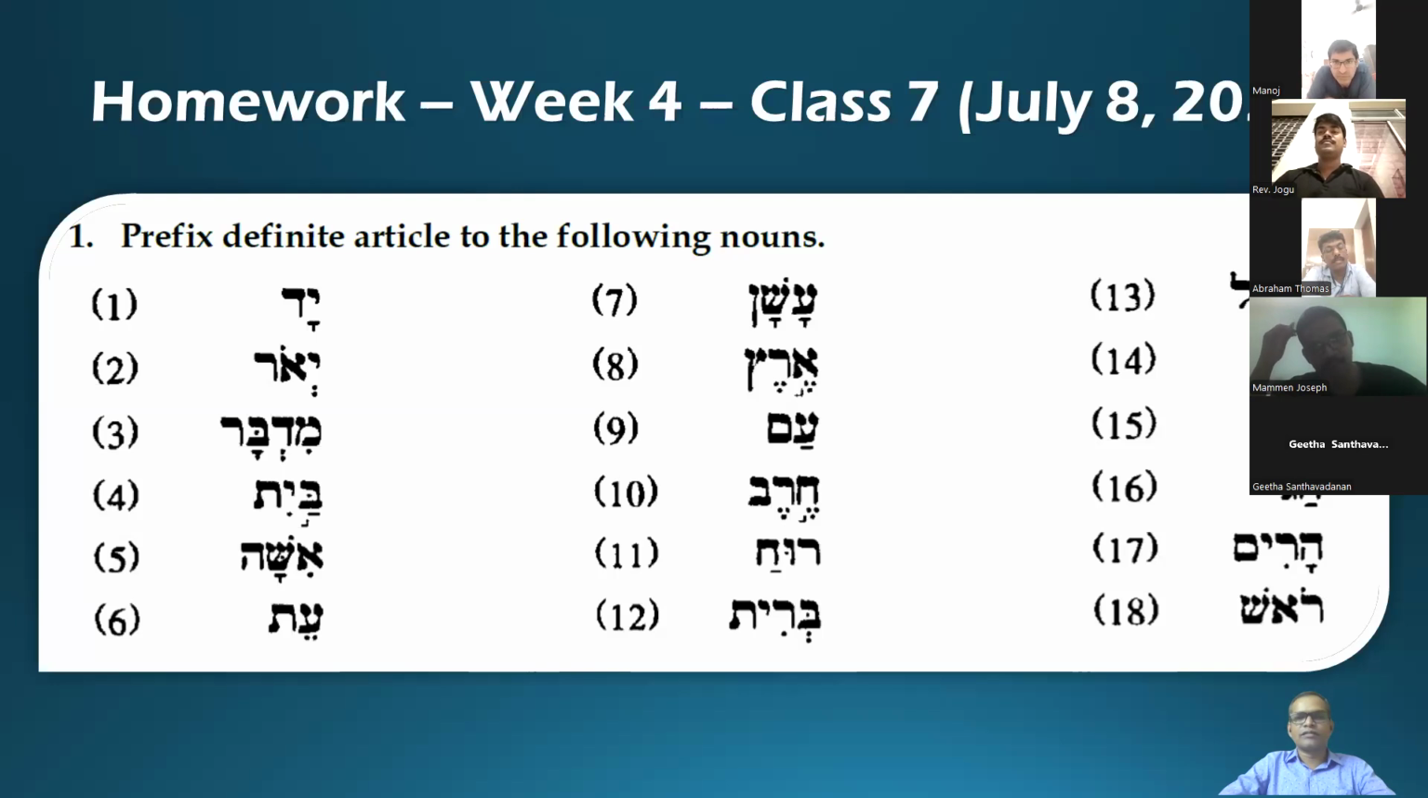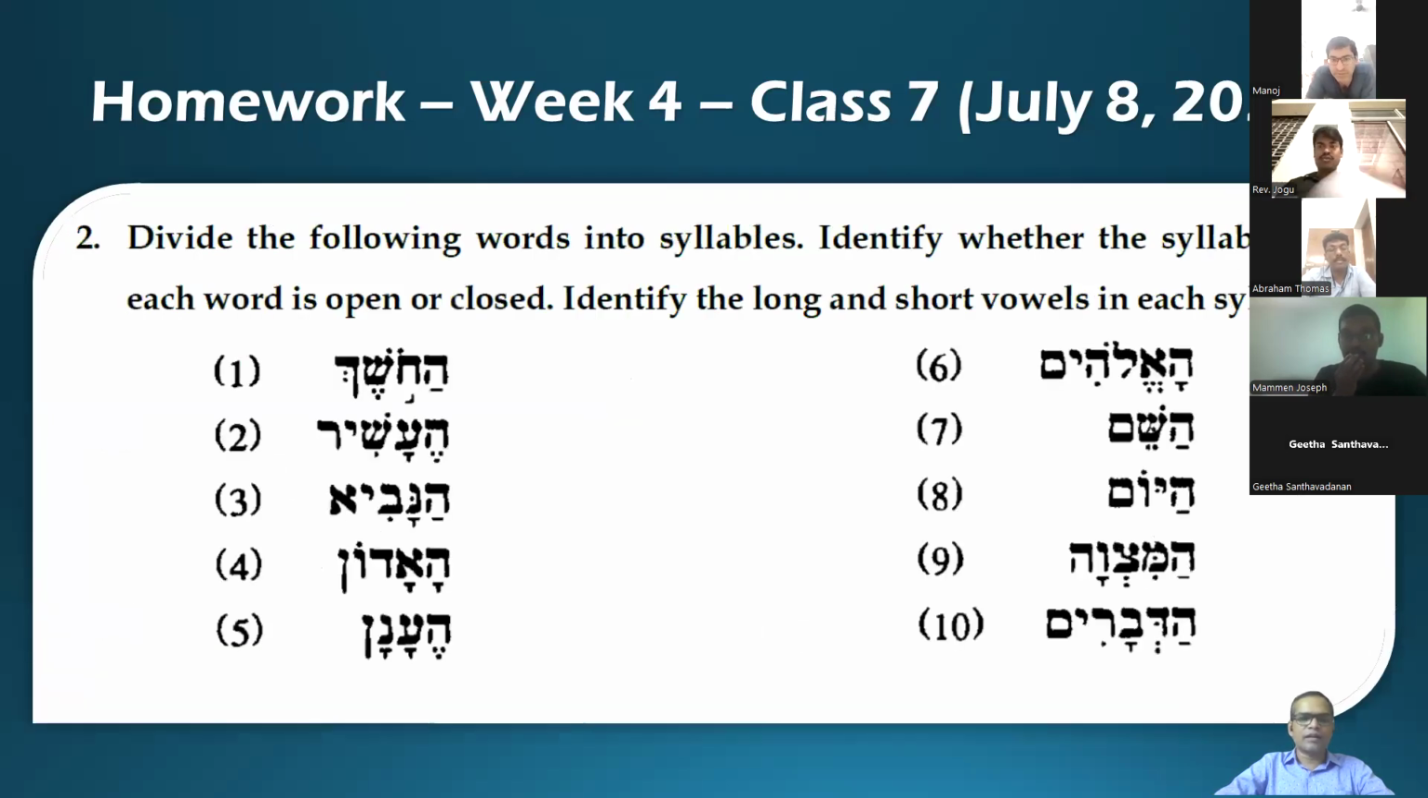Hari. Okay. Ha Harim or He Harim? It's Hey. Hey Hari. Why? The initial consonant is an unaccented A, right? A followed by kamats. So the definite article is Hey. The last one is Rosh. How will you add the definite article? It's Ha Rosh. A followed by pata. Okay, kamats.